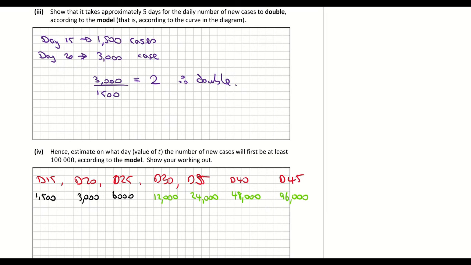So I'm assuming here that it is going to be roughly day 46. The question says, estimate on what day. I'm sure the marking scheme is accepting day 46, day 47, day 48, roughly around there. It's not day 45 anyway, because day 45 is 96,000. Okay, so that is question 9A and all the associated parts.